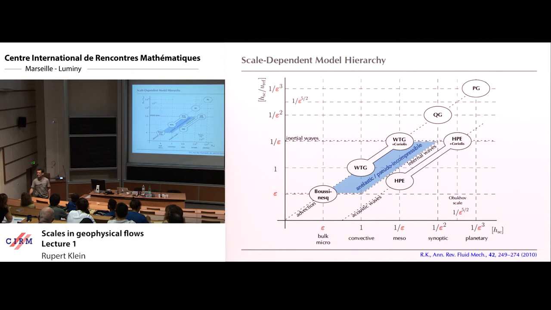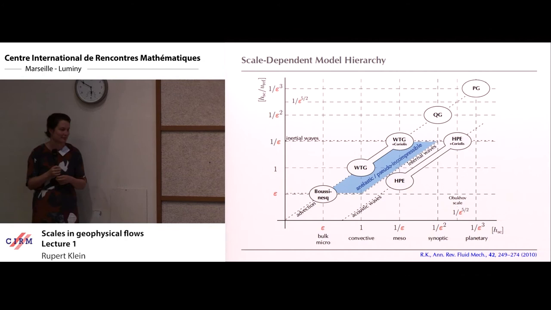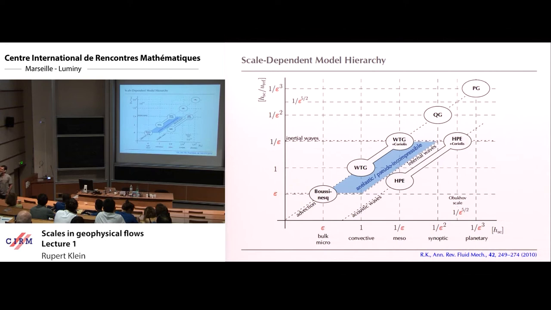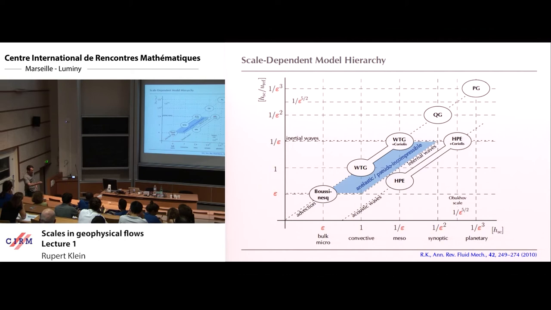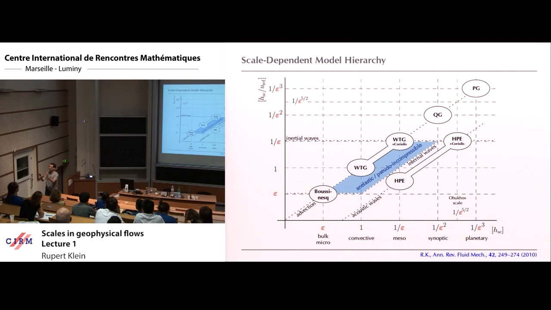Do the circles overlap? Because epsilon is not that small in what you show. Is there some overlap? Yes. What do you mean by overlap? I don't know. It's a very interesting question. I will get to it tomorrow when I discuss the blue colored region here, where things actually do overlap and cannot so simply be separated from each other.